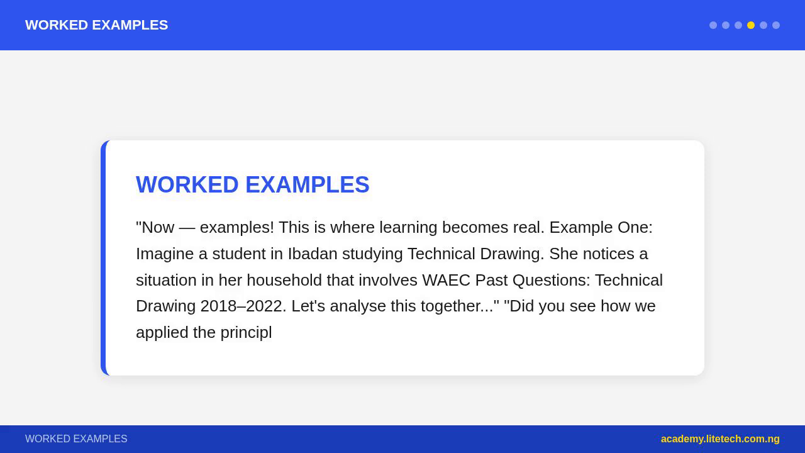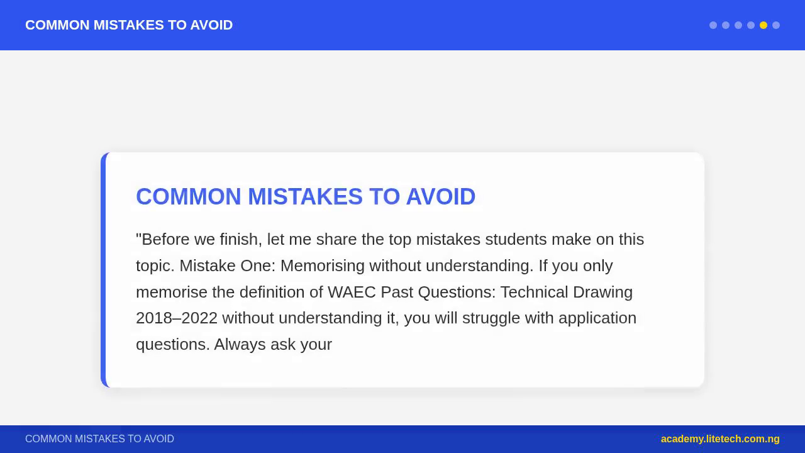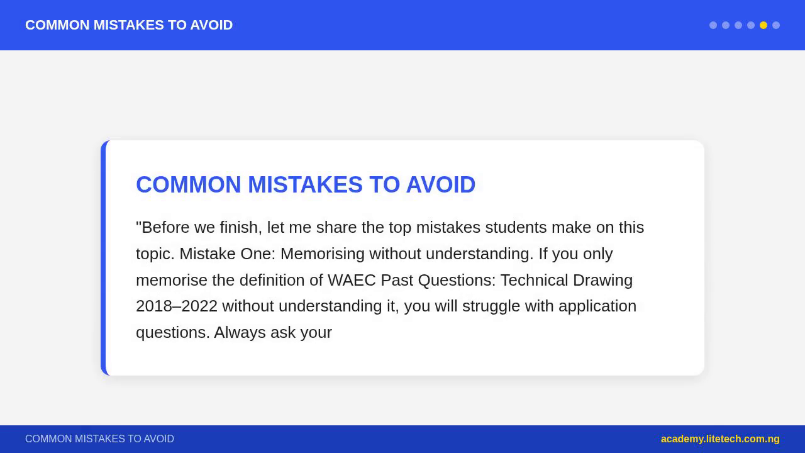Before we finish, let me share the top mistakes students make on this topic. Mistake 1. Memorizing without understanding. If you only memorize the definition of WAEC Past Questions, Technical Drawing 2018 to 2022 without understanding it, you will struggle with application questions. Always ask yourself, why is this true?